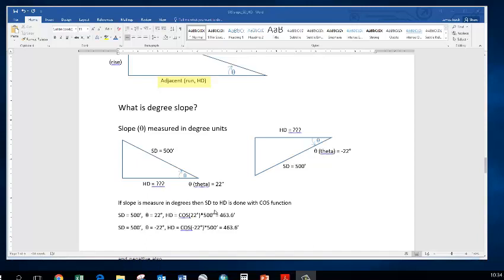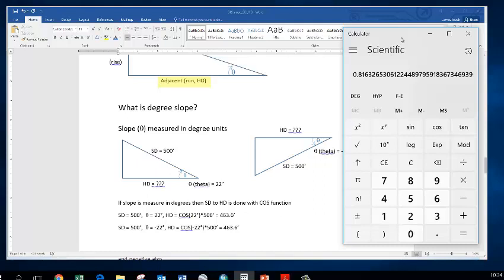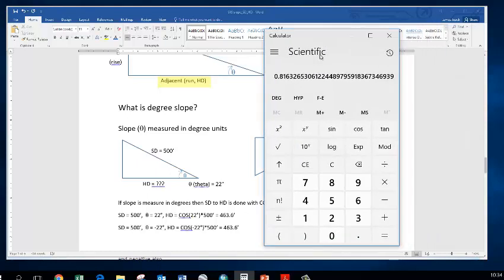Let me whip out the calculator and take a look. I've got 22 degrees. I plug in 22 and hit the cosine function. It says that at 22 degrees, the horizontal distance is roughly 93% of the slope distance. So you would expect this to be pretty close to 500 feet. It's about 93% of it.